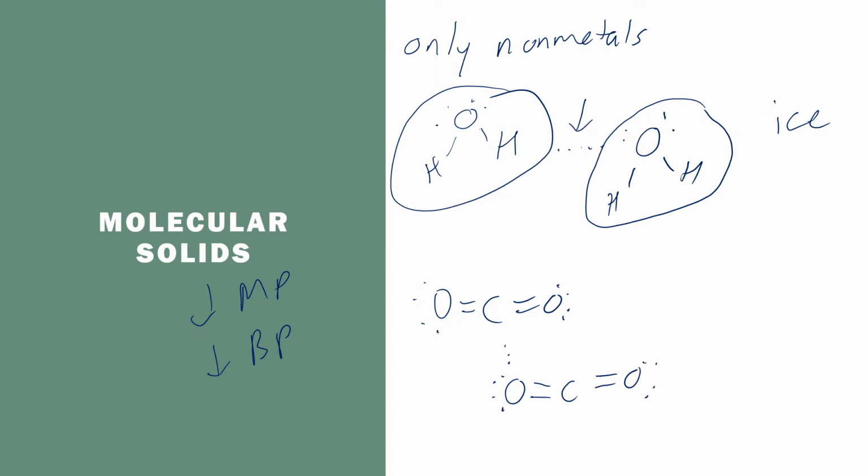And those London dispersion forces are relatively weak, which means that carbon dioxide has a very low melting point and low boiling point, although technically carbon dioxide likes to just undergo sublimation instead and go straight from a solid to a gas. Solid carbon dioxide is called dry ice, but it's another example of a solid molecular substance.